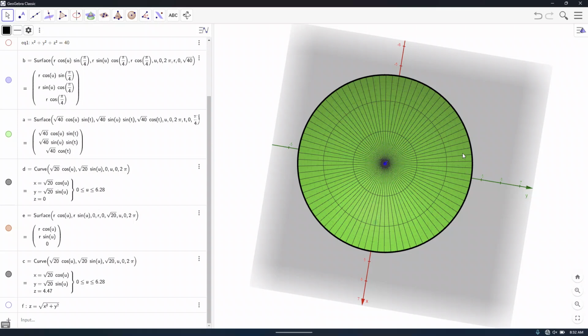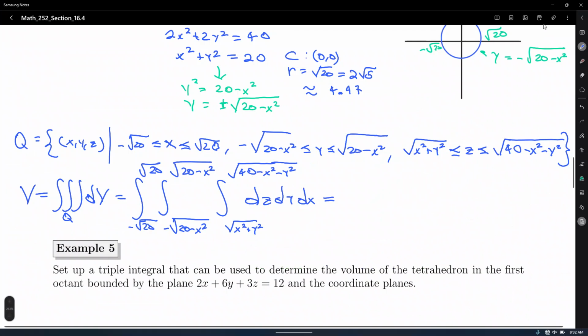Some of you did it by multiplying by 8 and getting rid of the cone, having the lower limit in the inner integral be 0. But if you do that, you will no longer be finding the volume bounded by the cone part. You still need to have that cone part. Okay, so let's go back to the notes, and that'll be the integral from 0 to root of 20, the integral from 0 to the square root of 20 minus x squared, and the integral still from the cone to the upper hemisphere.